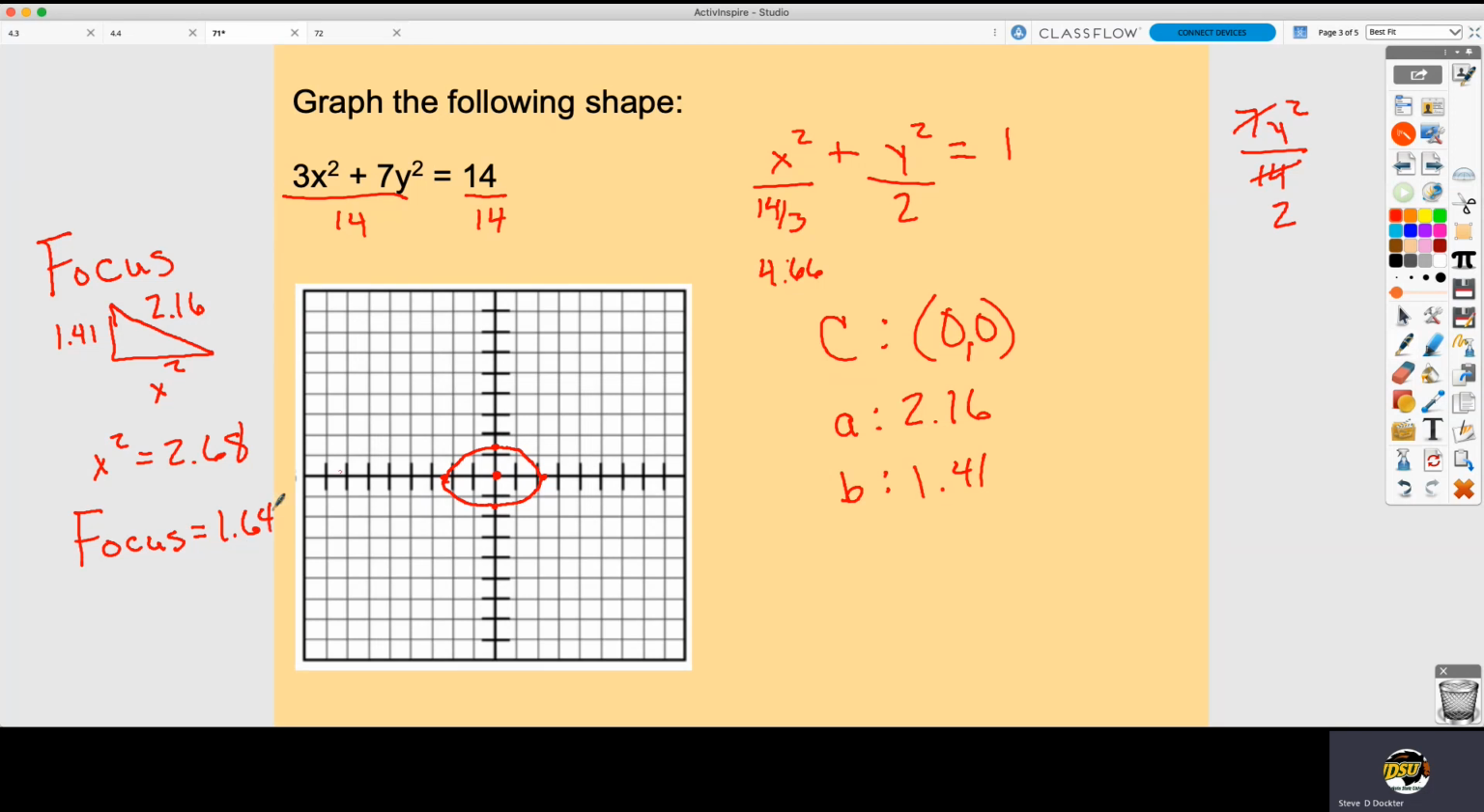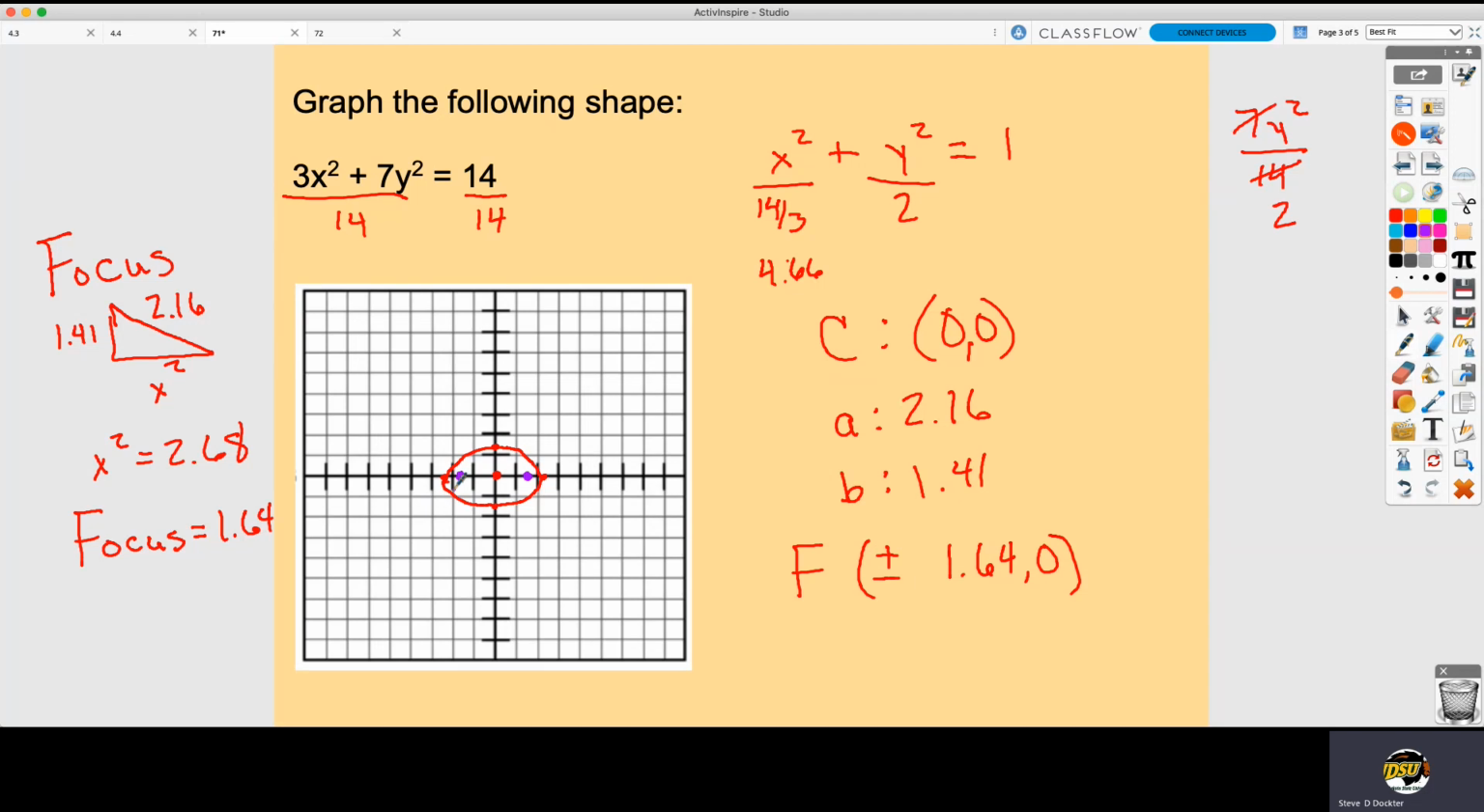Now because this is another one where the major axis is the x-axis, we're going to add and subtract that to the x value of your center. So that means our foci are at the point plus or minus 1.64, comma, 0. So those would be, I don't know, maybe about there and there.